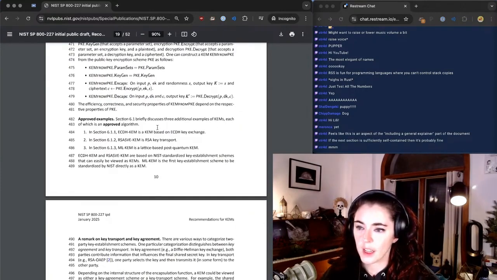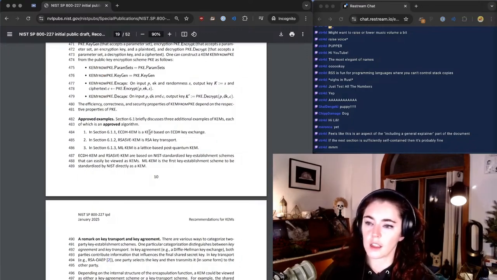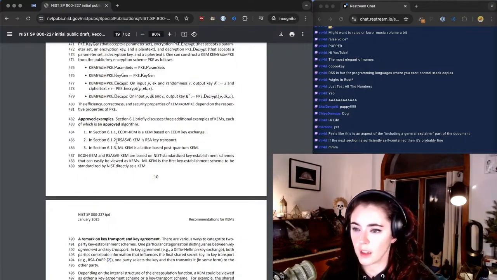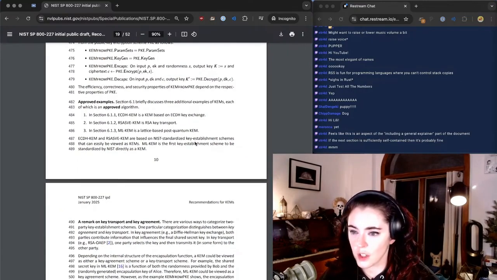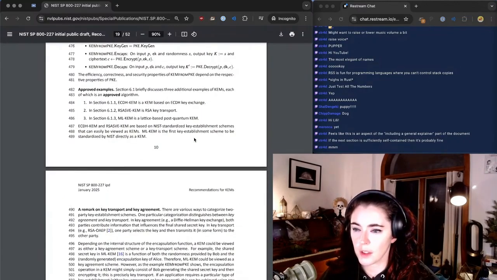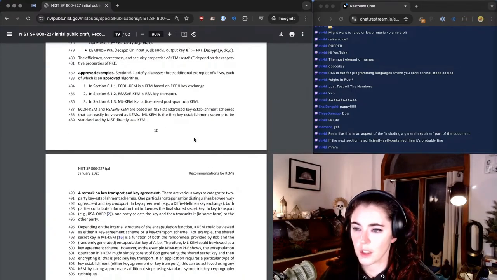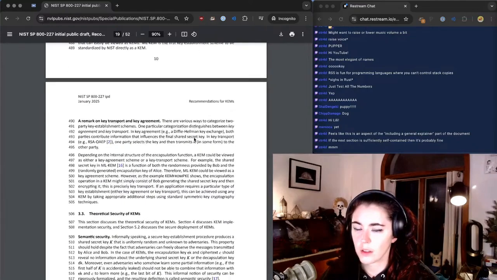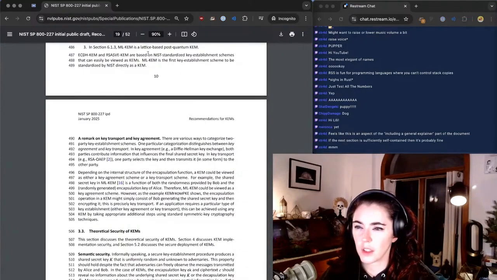All right, 6.1 discusses 3 additional examples of KEMs, each of which is an improved algorithm. ECDH-KEM, that sounds like the DH-KEM from the IETF HPKE document, which is fine. RSASVE-KEM, RSA key transport. ML-KEM is the lattice-based post-quantum KEM. ECDH-KEM and RSASVE-KEM are based on NIST standardized key establishment schemes just recast as KEMs. ML-KEM is the first key establishment scheme to be standardized by NIST directly as a KEM. Okay. I feel like that needs to be rewritten.